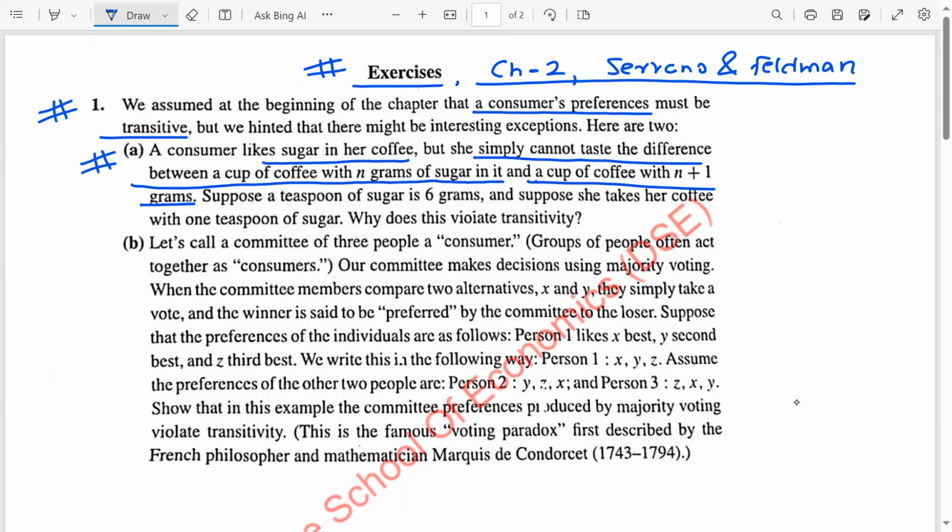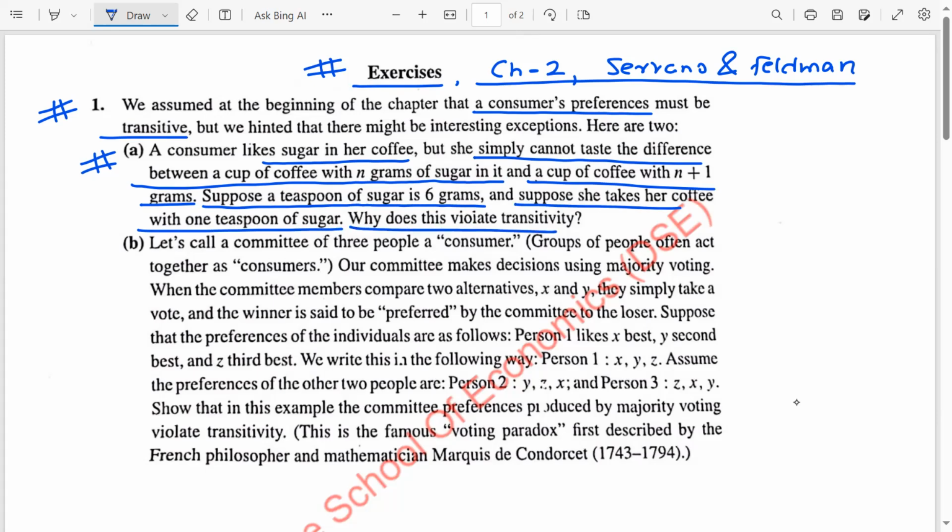Okay, you like sugar in your coffee. That means the more grams of sugar you have, the better. But your tongue cannot distinguish between the taste with n grams of sugar and the taste with n plus 1 grams. Suppose someone puts 5 grams of sugar in my cup and someone puts 6 grams, then my tongue cannot tell the difference between 5 and 6 grams. Now suppose a teaspoon of sugar is 6 grams and she takes her coffee with 1 teaspoon of sugar.